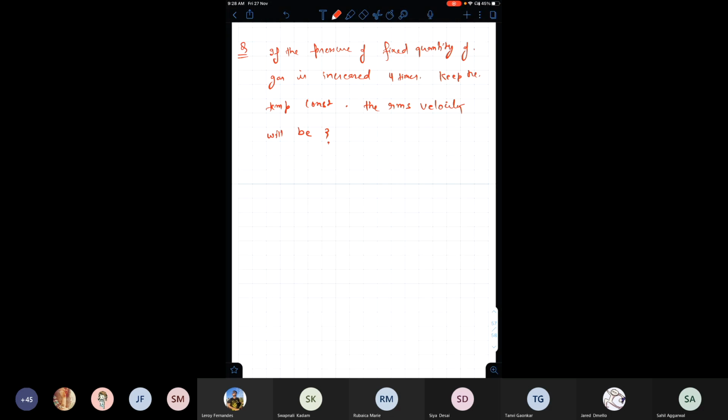V is equal to root 3RT by M. And if you remember, D was equal to PM by RT. So RT by M will be equal to P by D.